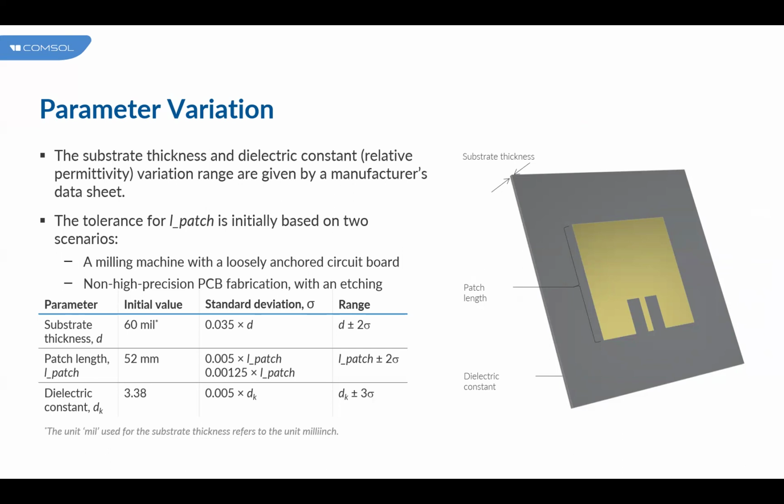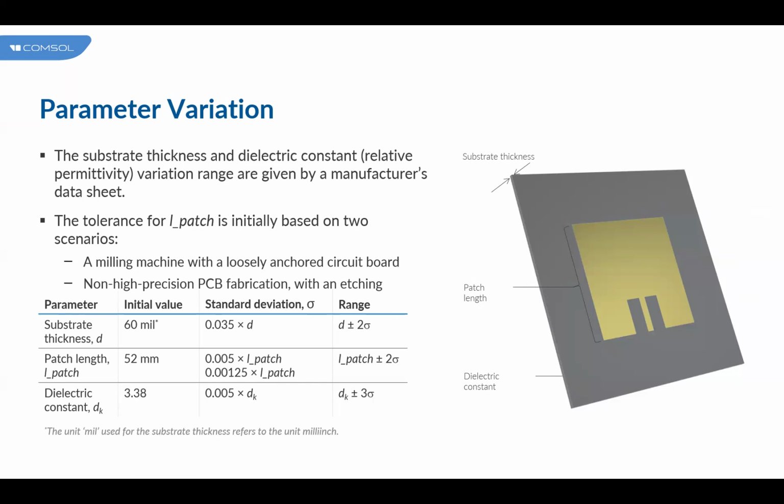After computing the probability of conditions for this scenario, a reliability analysis is performed assuming non-high-precision PCB fabrication with an etching tolerance of 0.13 millimeters. So we set the standard deviation for that case 4 times smaller.